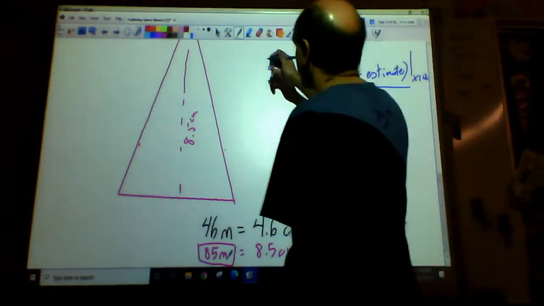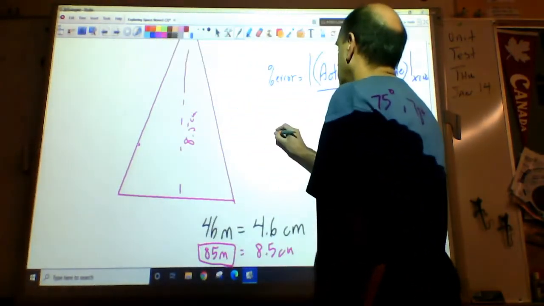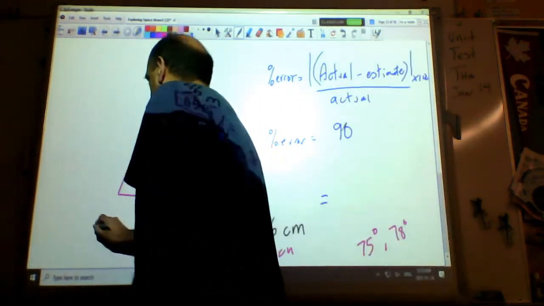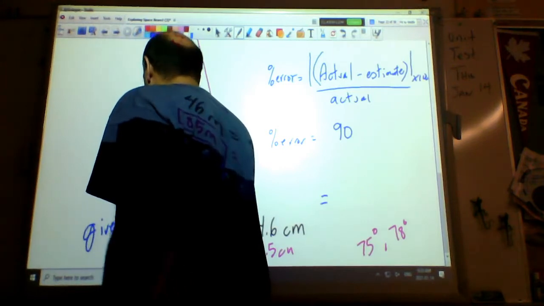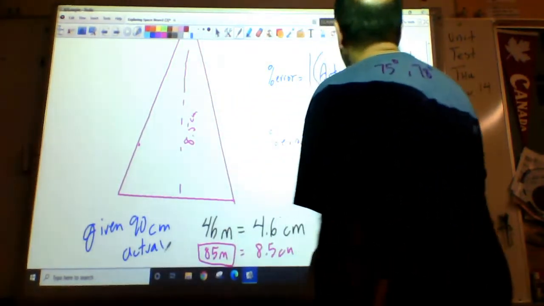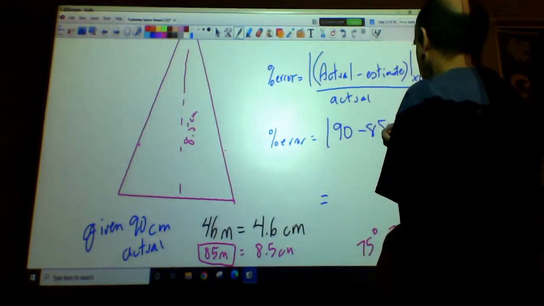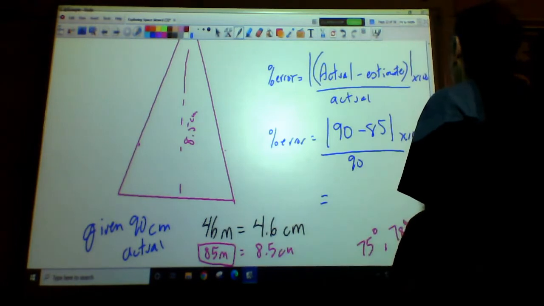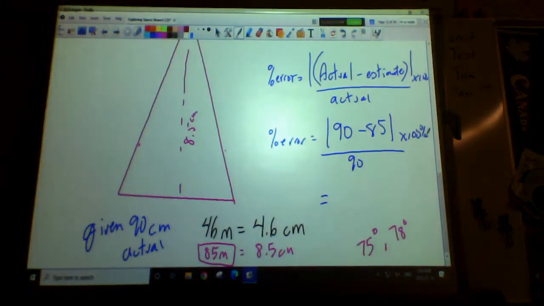So if I want to go ahead and do my percentage error calculation now, so it's 90. Okay, and then here, that has to be given. 90 actual, in case you're wondering where I got that number from. So 90, take away 85, absolute value, divided by 90 times 100%, and that's 5 divided by 90 times 100. 5 divided by 90 times 100 gives me 5.6% error.